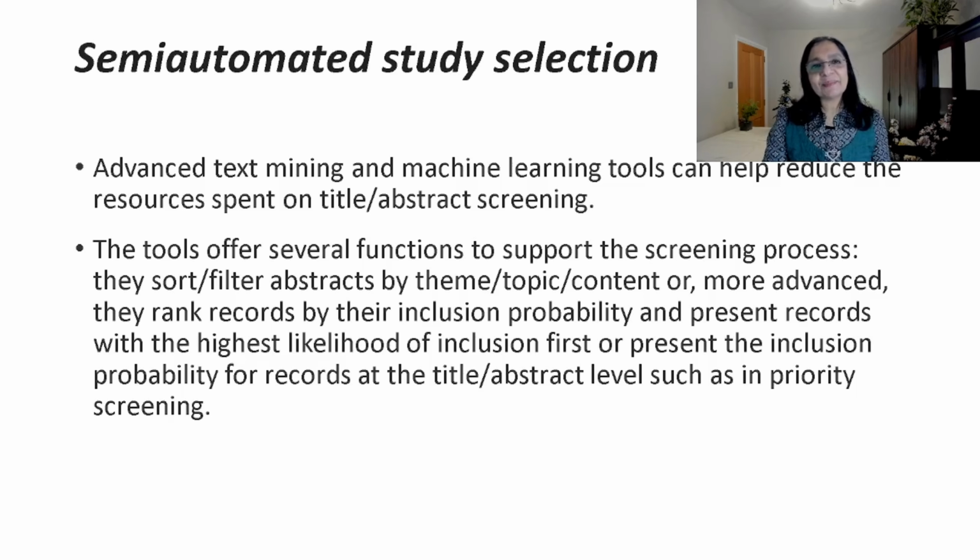I would like to mention something about semi-automated study selection. Advanced text mining and machine learning tools can help reduce the resources spent on title and abstract screening. The tools offer several functions to support the screening process. They sort, filter abstracts by theme, topic, content, or more advanced, they rank records by their inclusion probability and present records with the highest likelihood of inclusion first, or present the inclusion probability for records at the title abstract level, such as in priority screening.